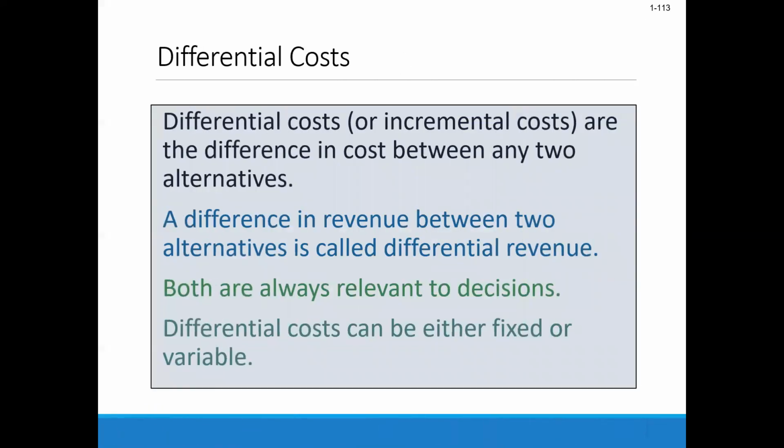A differential cost is the difference in cost between two alternatives. A difference in revenue between two alternatives is called the differential revenue. They're relevant to making any decisions. Differential costs can either be fixed or variable.